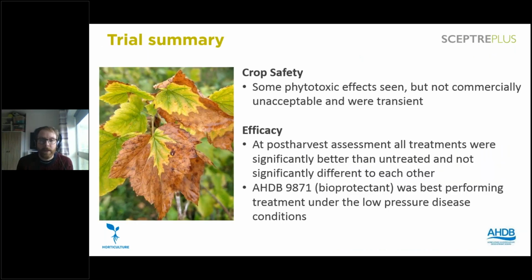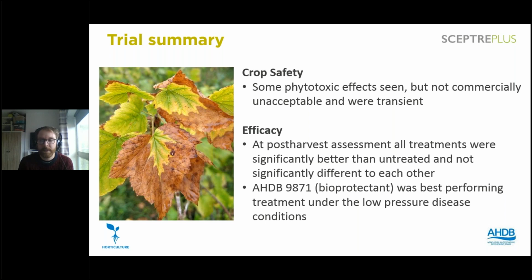So in summary, although we saw a little bit of phytotoxic effects, they weren't commercially of concern. They were transient, so it's not something to worry about. So I would say that all products that were tested at the rates that they were tested were crop safe.